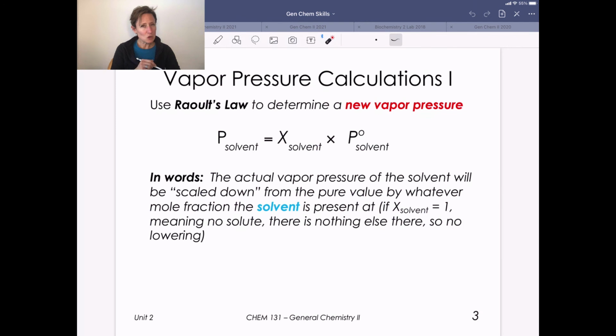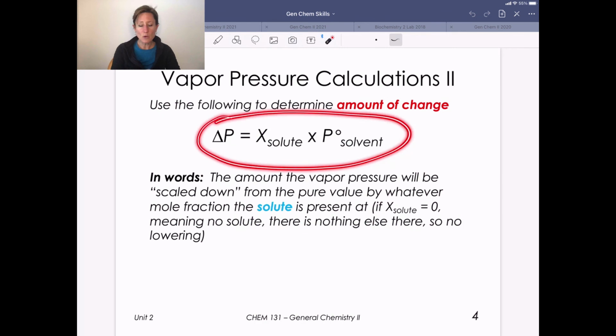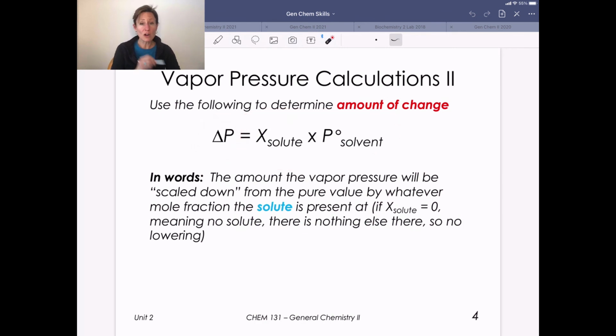I'm going to show you another equation that you can use, and you have to make sure you pick the equation that's answering the question that it's asking. Is it asking what's the new vapor pressure, or is it asking how much the vapor pressure is being lowered? If it's asking how much the vapor pressure is being lowered, we need to use this equation. This is going to tell us how much it's being lowered, the change, this triangle, this is delta, that tells us the change in the vapor pressure, how much it's being decreased.